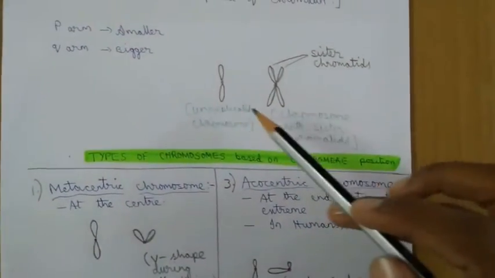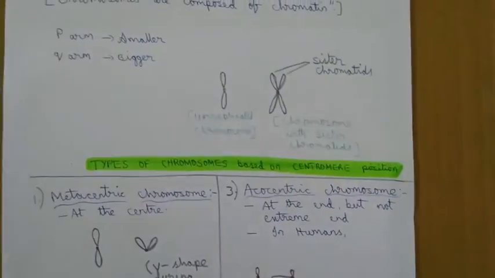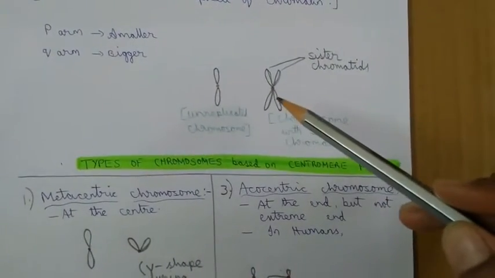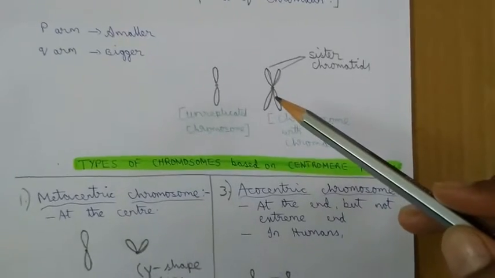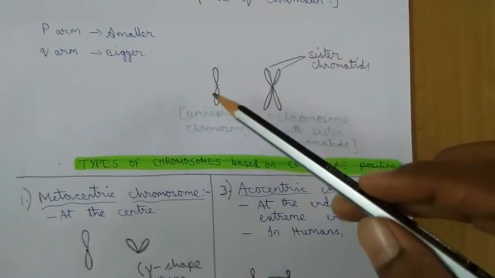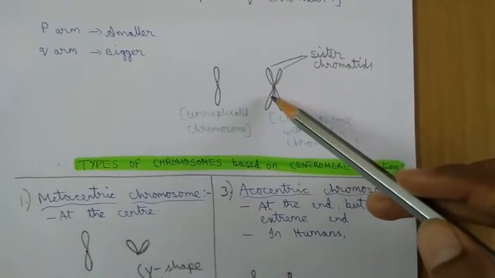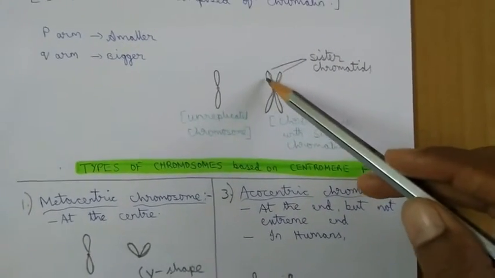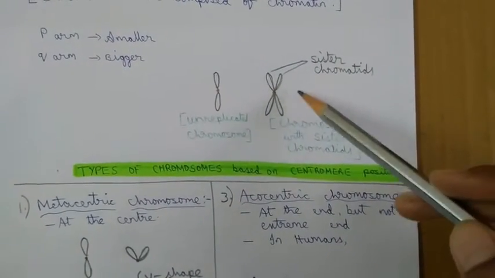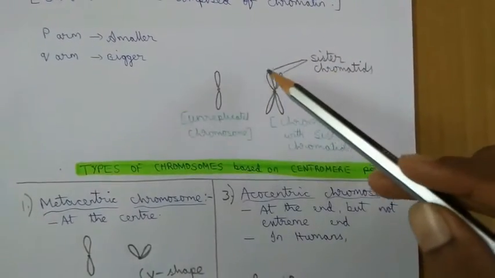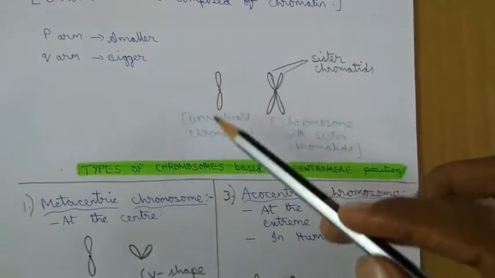Here there are two types of chromosomes. One is unreplicated, and this is replicated and full-fledged chromosome. An unreplicated chromosome will be looking like this, whereas a full-fledged and replicated chromosome will be having the two arms called sister chromatids. Whereas these sister chromatids, these parts, are absent in unreplicated chromosome.